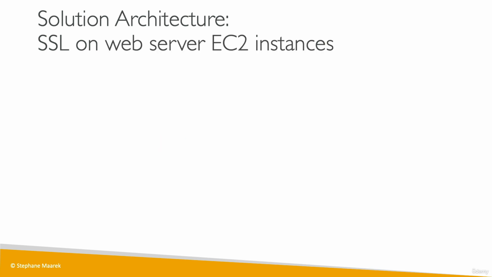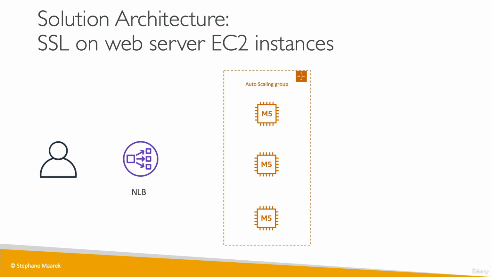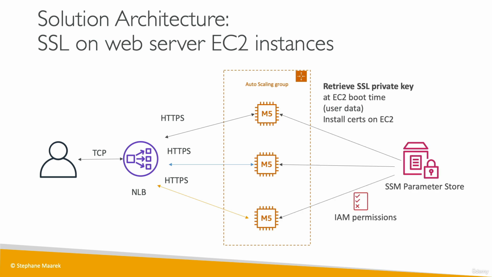But sometimes you may want to set up SSL directly on your web server EC2 instances. Here's an example. We have an NLB and we have an autoscaling group, and we have a TCP connection to the NLB, but we've decided to perform the HTTPS at the EC2 instance level for various reasons, but this is the way it happens. So you need to have an HTTPS connection happening from your EC2 instances. And for it to work, you need to retrieve these SSL certificates onto these EC2 instances for them to become an HTTPS web server. And so for this, something you can be doing, for example, is using user data scripts at EC2 boot time to retrieve certificates from the SSM parameter store and then load them onto your EC2 instances.